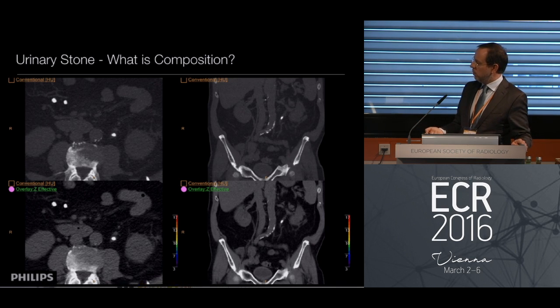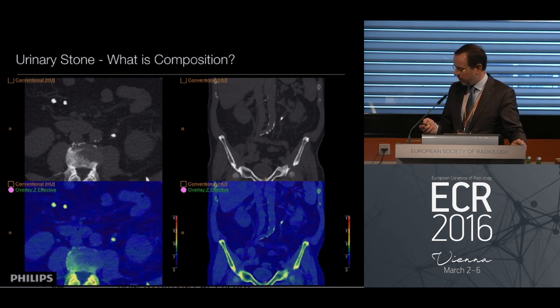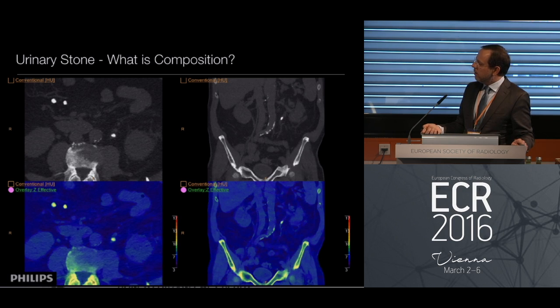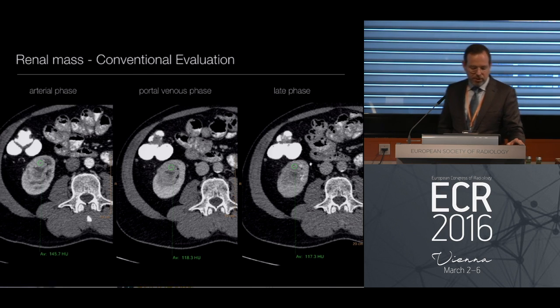And on the bottom here, I'm going to show you the effective atomic number overlay, which is shown in, let's see, this slide. There we go. So if we look at this, the color of this stone indicates that it's a high atomic number, so we know it's calcium and not uric acid, and this has treatment implications for this patient. Okay, let's move on to the next slide. So here's another example of what this technology can do for you.